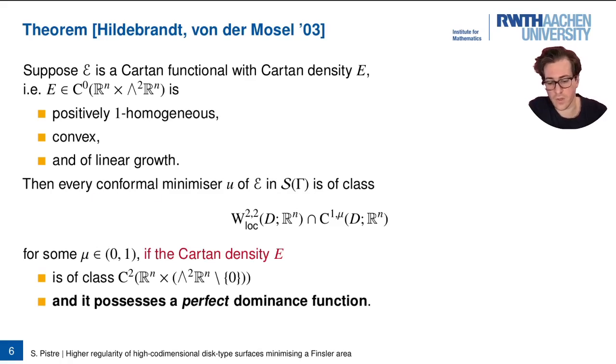We get the required regularity for every conformal minimizer if the Cartan density fulfills two more properties. One of the properties is that it's actually more regular than we assumed. It should be C2, not just C0, but only outside of the zero bivector, right? And the second one is a bit more obscure on this slide. You need to have a perfect dominance function. So the next two slides will be a bit more technical, but please bear with me. I'll explain to you what a perfect dominance function is.